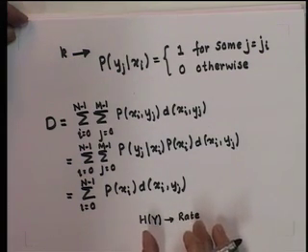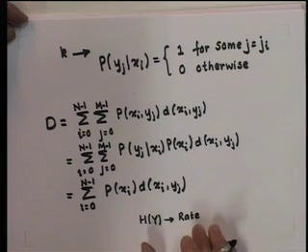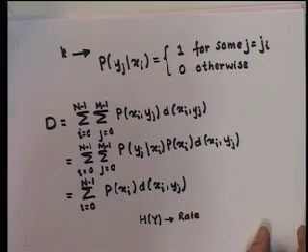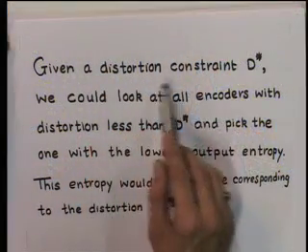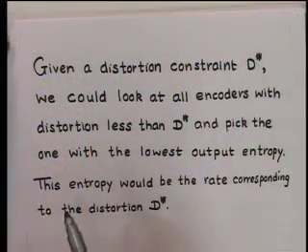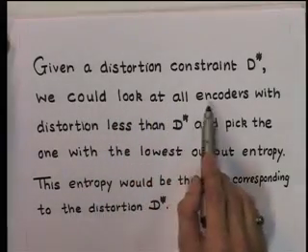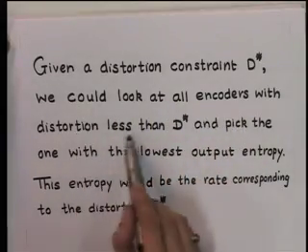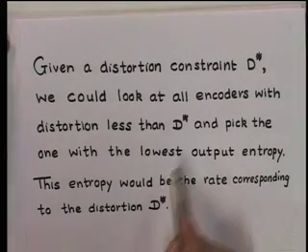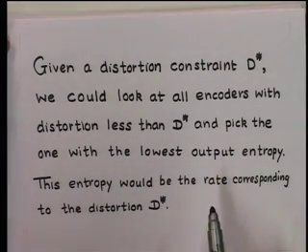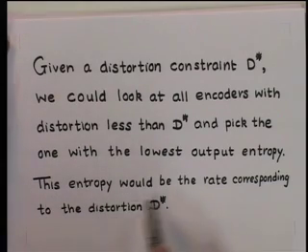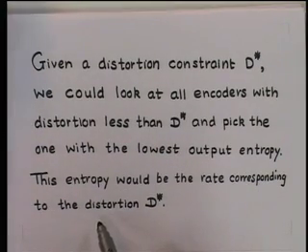Now, if this were always the case, then the task of obtaining a rate distortion function would be relatively simple. Given a distortion constraint d star, we could look at all encoders with distortion less than d star and pick the one with the lowest output entropy. This entropy would be the rate corresponding to the distortion d star.